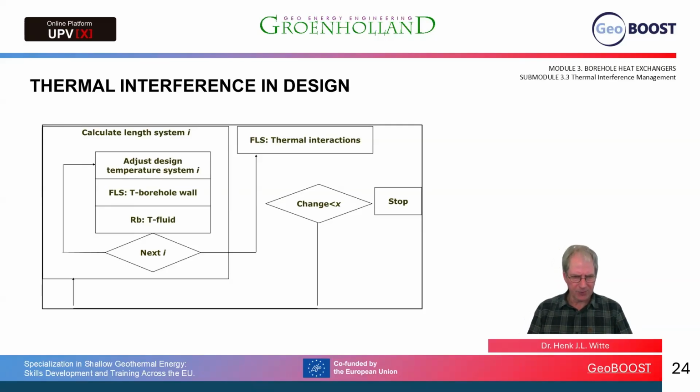We do this a number of times until this temperature effect that we have calculated is sufficiently small, for instance, smaller than 0.05 or smaller than 0.1, the stopping criteria, and then we have a, let's say, design that we are happy with. An iterative design procedure is required.